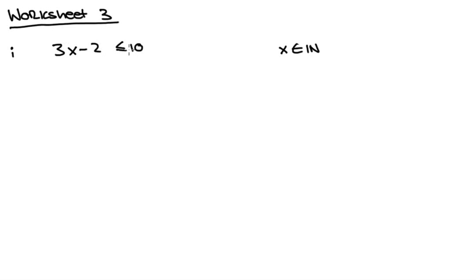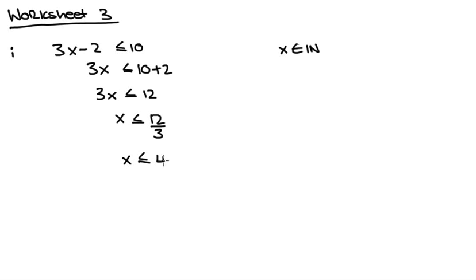So in this case, we treat the inequality sign the same way that we treat the equal sign when we're solving these inequalities. So my next step will be 3x less than or equal to 10 plus 2. So 3x is less than or equal to 12. x less than or equal to 12 divided by 3. So x is less than or equal to 4. So now I have to represent the numbers x less than or equal to 4 on a number line.